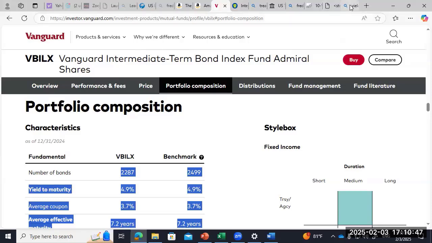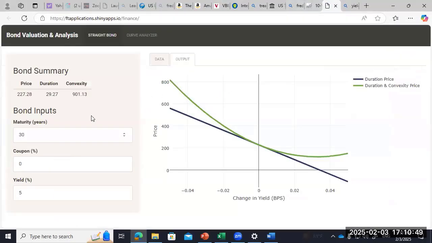Oh, that's not it. I don't know if I can find... there it is.